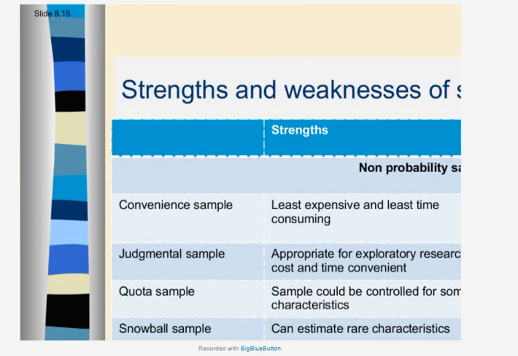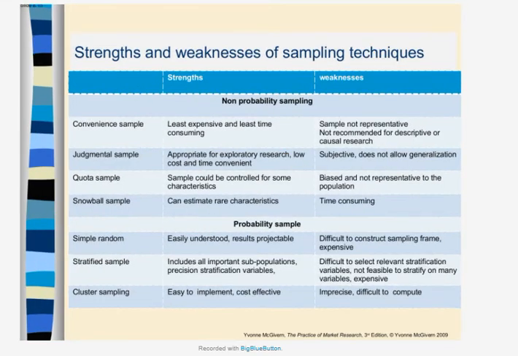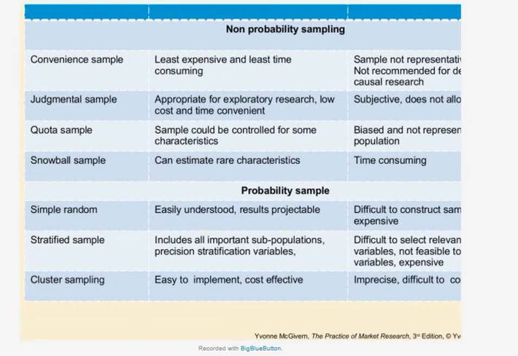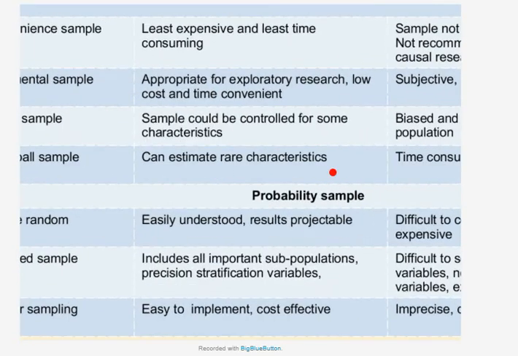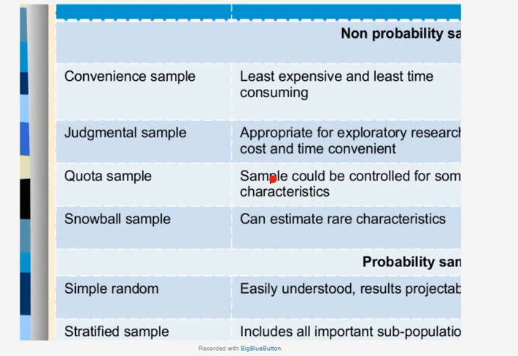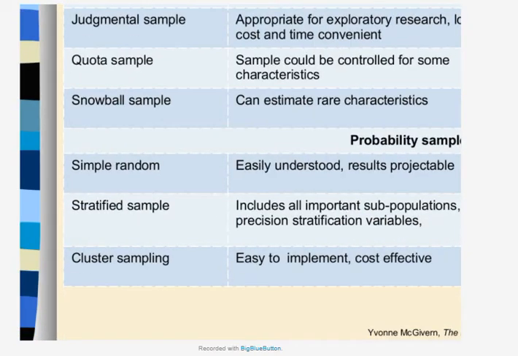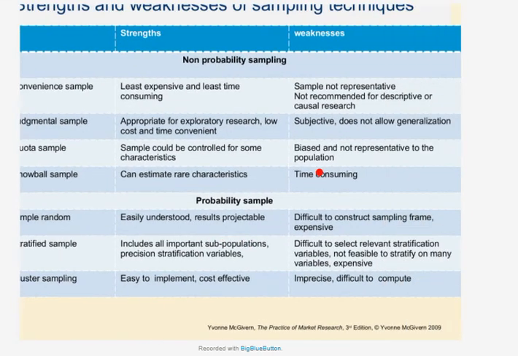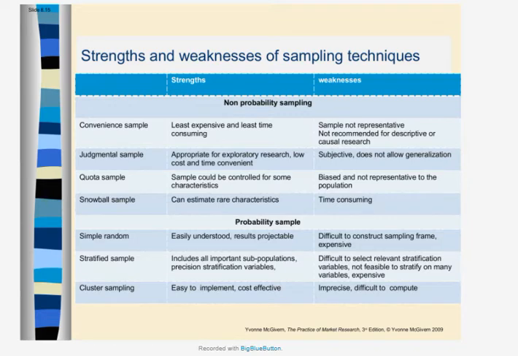As we said before, each sampling technique has its own advantages and disadvantages, strengths and weaknesses. You can find here some of the strengths and weaknesses of many of the types. خدوا بالكم هنا إن احنا عندنا non probability فيها convenience والjudgmental والquota والsnowball. However, here in the probability sampling we have the simple random, stratified, cluster, and each one of the techniques has its own strengths and weaknesses.